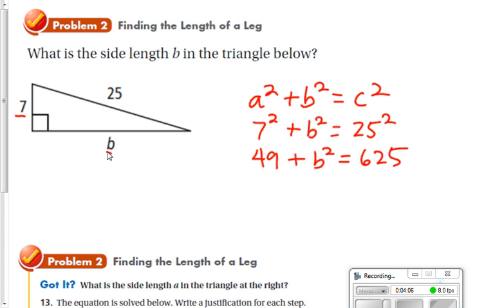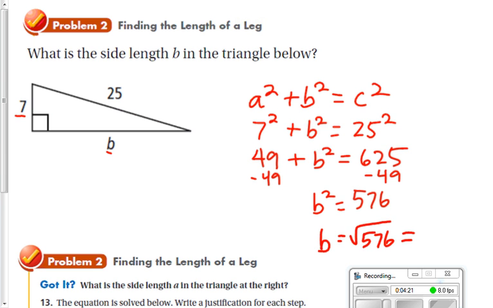And we need to subtract 49 from both sides. And we get b squared equals 576. Then we want to find the principal square root of 576. And that equals 24. All right, go ahead, you try that.